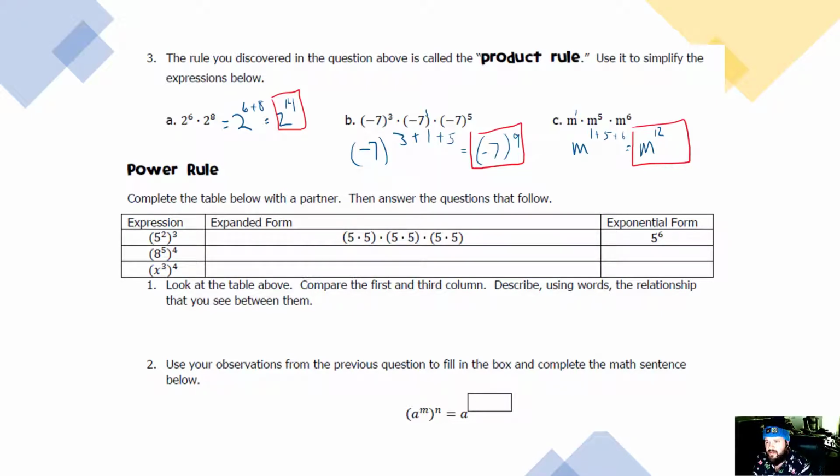As you can see here, when we multiply them together, what do we do on the previous one? We added the exponents, right? So that should give us 1, 2, 3, 4, 5, 6. So 5 to the 6th power. Now on our next one, we have 8 to the 5th, which is all raised to the power of 4.